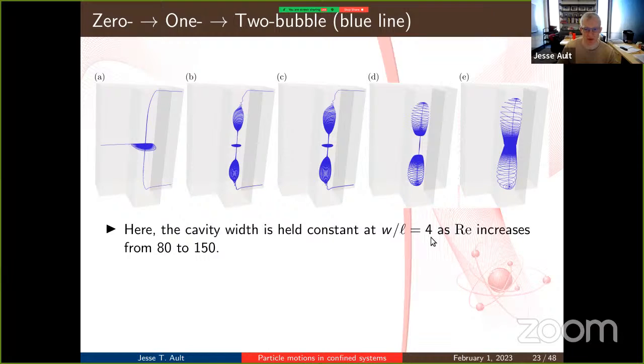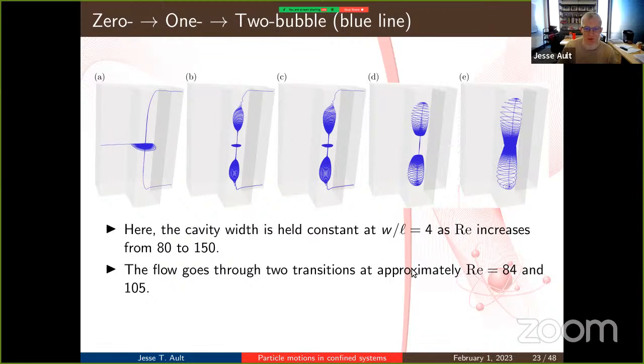So here the cavity width is 4 and the Reynolds number increases from about 80 to 150. And so it's going through two transitions at approximately Reynolds number 84 and 105, where these regions first appear out of nowhere and then they merge at a higher Reynolds number.